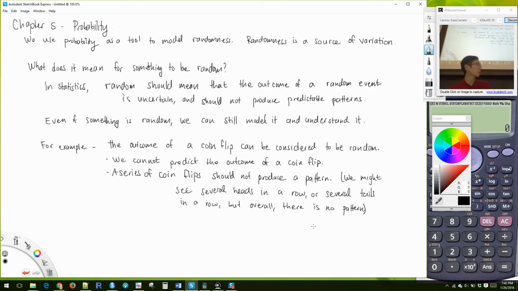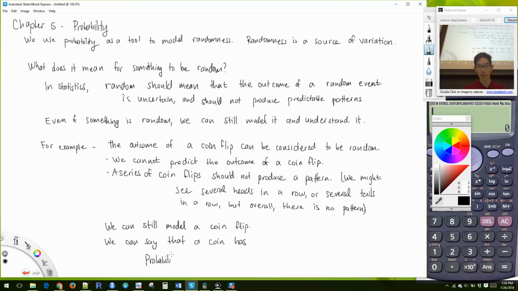On the other hand, we can definitely understand the probability of a coin flip, okay? I think we all have this notion that heads has a 50% chance or 50% probability of appearing, okay? So we can say that a coin has probability of landing heads equal to 1/2, 0.5.